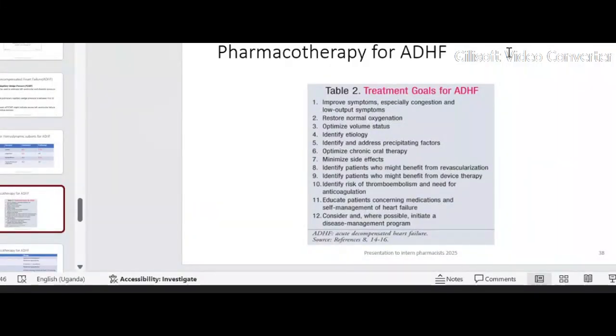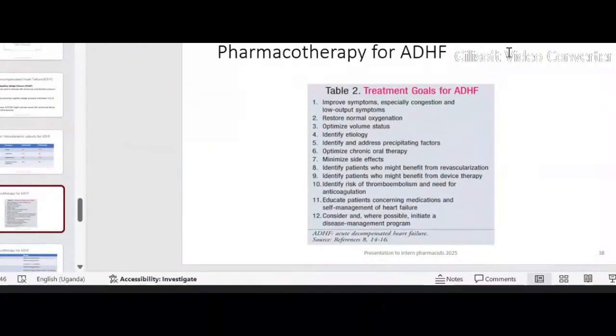Minimize side effects of drugs. Identify patients who might benefit from device therapy, like pacemakers. Patients who have abnormal heart rhythms, some of them might have bradycardias and might need pacemakers. Identify risk of thromboembolism. Who is at risk of thromboembolism? Atrial fibrillation is a risk factor. They need anticoagulation. Educate patients concerning their medicines.